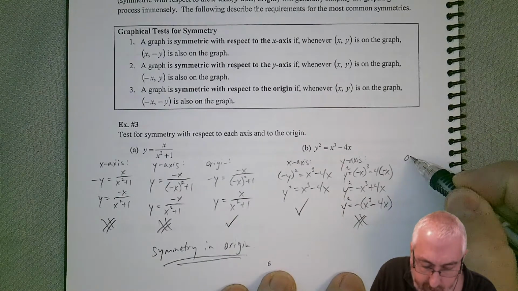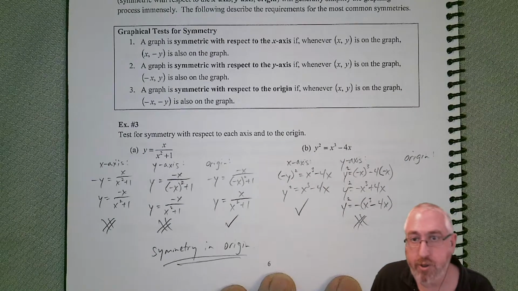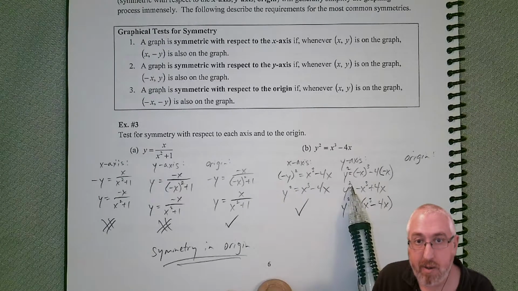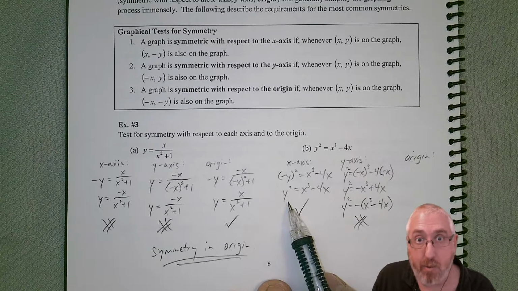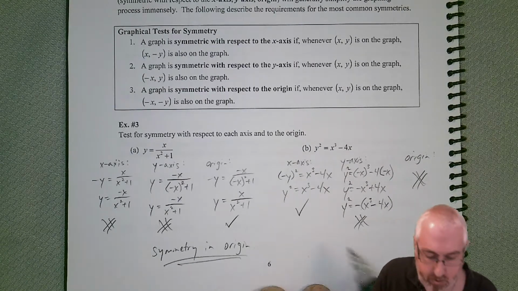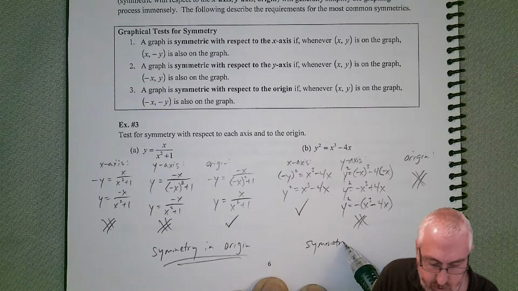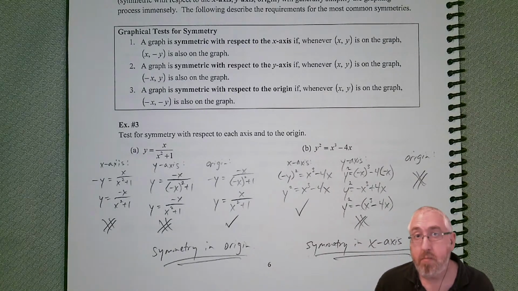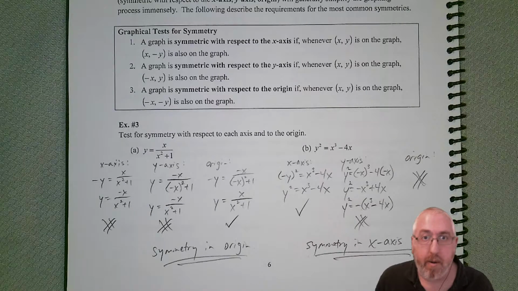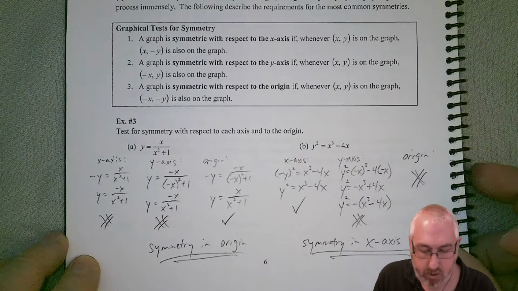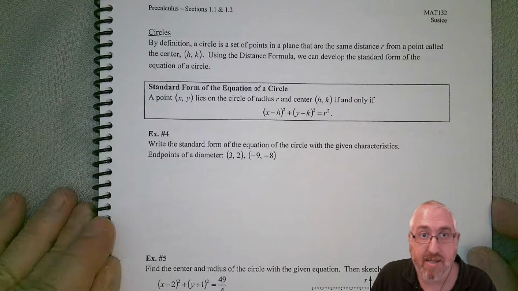And take a wild guess about the origin. Remember, we're negating both of them, so it's kind of like a combination of the x and y axis together. We know the y's will get back to the original when they're negated, but the x's do not. So we can assume that that one's not going to work. So this has symmetry in the x-axis. So three checks, fairly minor in their mathematical difficulty, but you need to do all three.